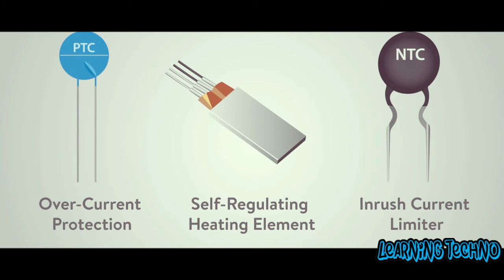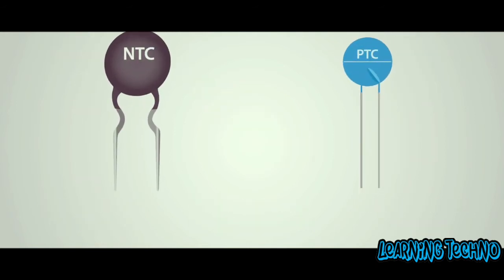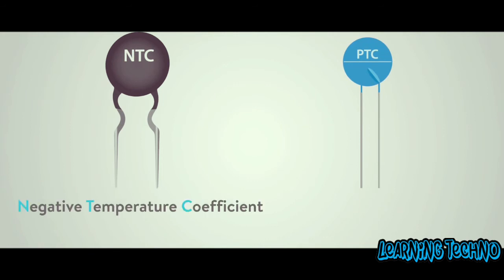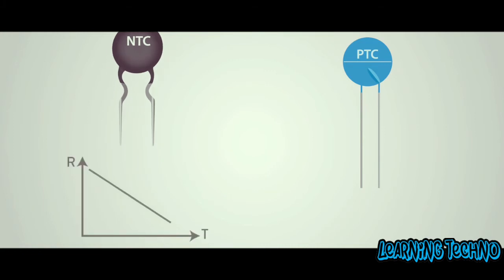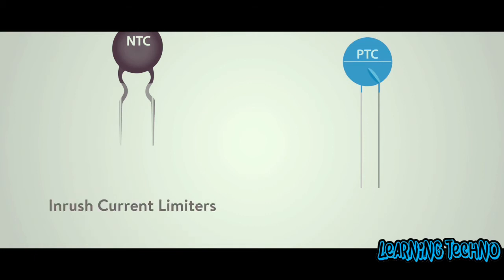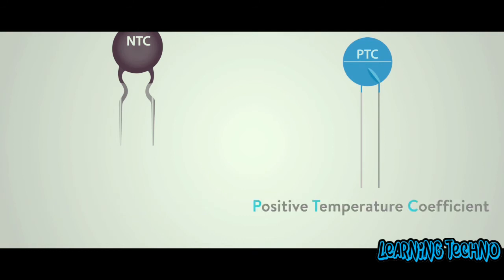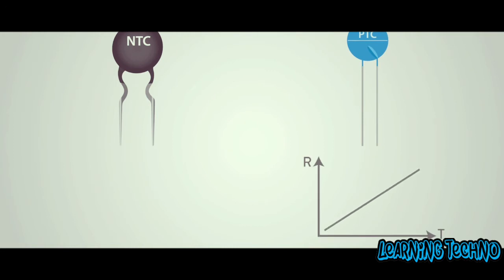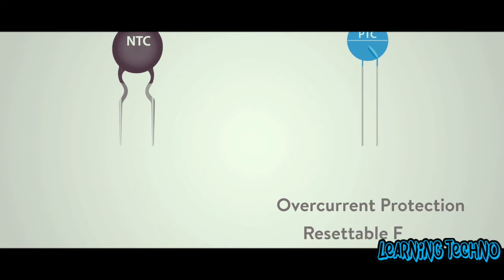Thermistors are temperature-dependent resistors and are widely used in industrial purposes, such as overcurrent protection, self-regulating heating elements, inrush current limiters, and so on. Thermistors can be NTC or PTC. In NTC, or negative temperature coefficient thermistors, resistance decreases as temperature rises. NTCs are commonly used as inrush current limiters. And with PTC, or positive temperature coefficient thermistors, resistance increases as temperature increases. PTC thermistors are commonly used as overcurrent protection and in resettable fuses.